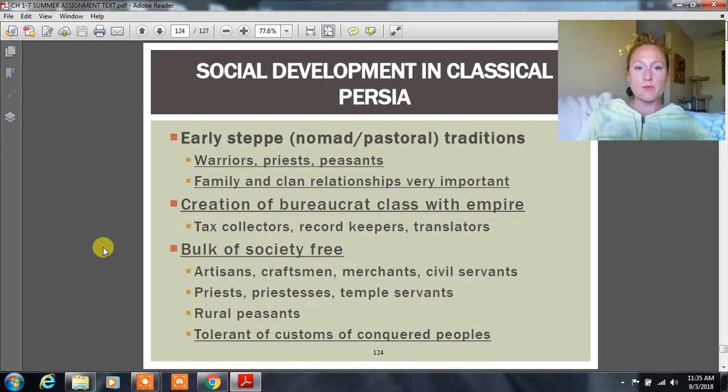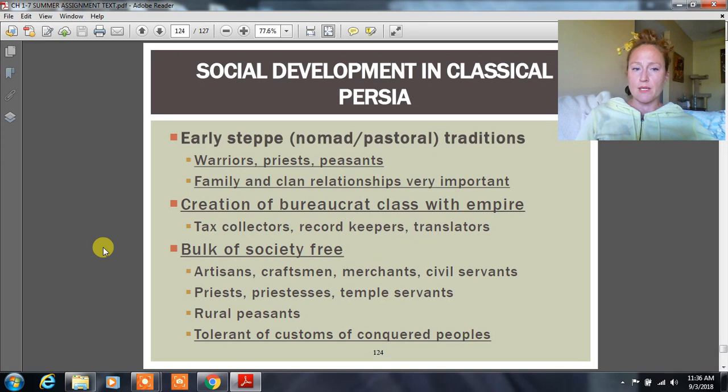So, switching gears from political developments, the Achaemenids, what was social development in classical Persia like? As I mentioned, these peoples were originally early steppe. Steppes are geography that's not really conducive to agriculture. They're flat, desert-like highlands with shrubs and bushes. However, they're good territories for herding animals. So that's where we have a lot of our nomadic pastoral traditions come out of the steppes.